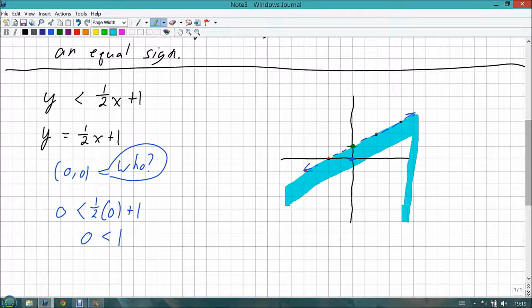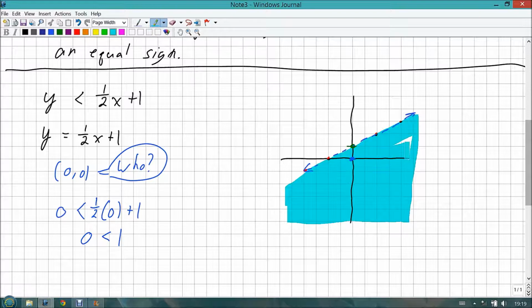The bottom region is the portion of this equation, or the solution region of this inequality. So that's what we're going to call it. We are going to call it the solution region. And the solution region is the area on the graph that makes true statements.